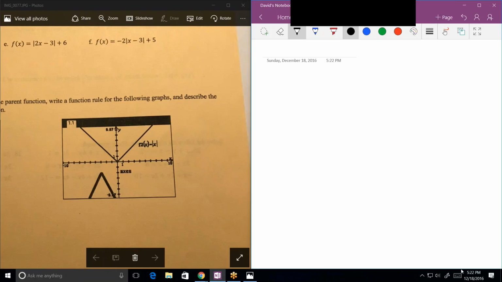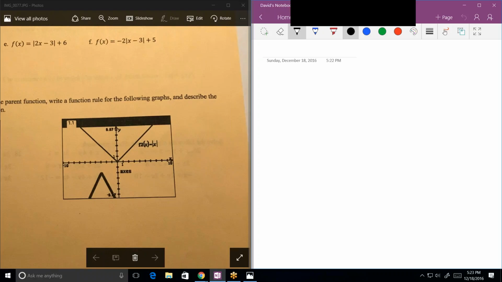Stretches do, and that's outside the function, so it's vertical, and it's a stretch because it's over 1. Forget the fact that it's -2. We already took care of the negative sign. The negative sign meant that it was a reflection over the x-axis. The 2 means it's a vertical stretch. The 3 means it's a horizontal shift to the right by 3 units, and what's the 5? Up 5. A vertical shift of up 5, yes.